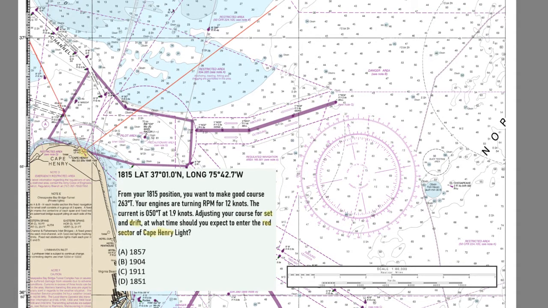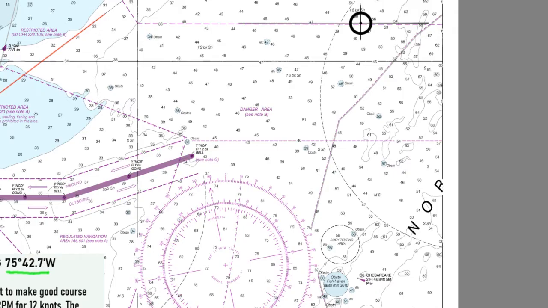In order to know when we get there, we have to know where we're starting from. So we're going to put down our 815 position. We have latitude 37 degrees, 1 minute north, and we're going to put in our longitude. That's 75 degrees, 42.7 west. That's going to give us our 1815 fix, and we'll label that accordingly.